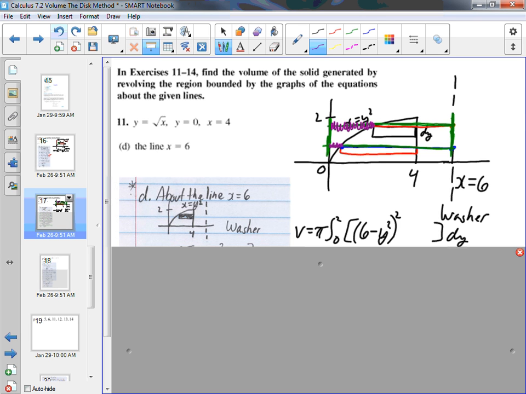Let me finish this one. Okay? That's outer radius squared. We good?